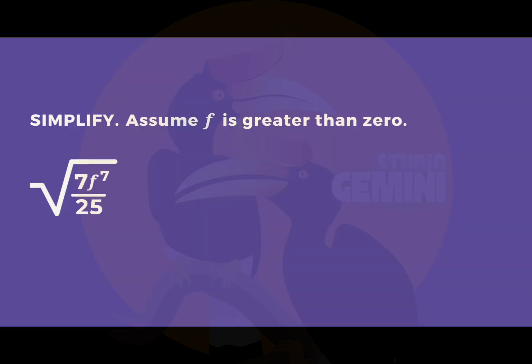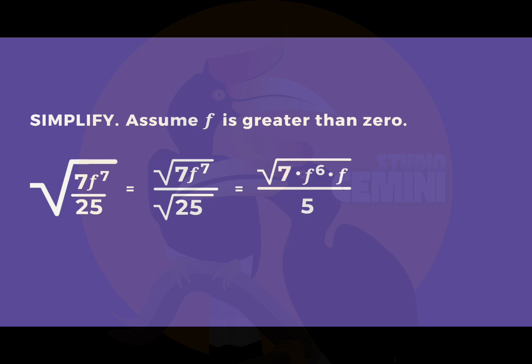Our final example looks a bit different because it involves a variable. We can assume that our variable f is greater than 0. Let's start by applying the division property of roots to get the square root of 7f to the 7th power over the square root of 25. We know that the square root of 25 is just 5, but what about this numerator? Well, let's rewrite it as a product of perfect square factors. We can rewrite f to the 7th power as f to the 6th power times f. That gives us the square root of 7 times f to the 6th power times f all over 5.